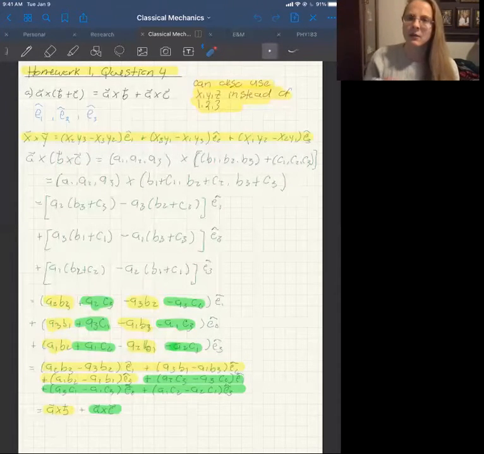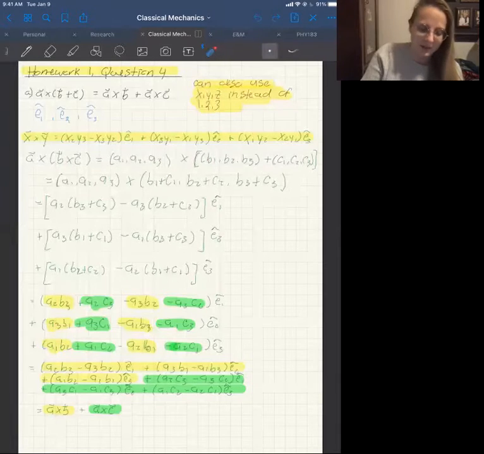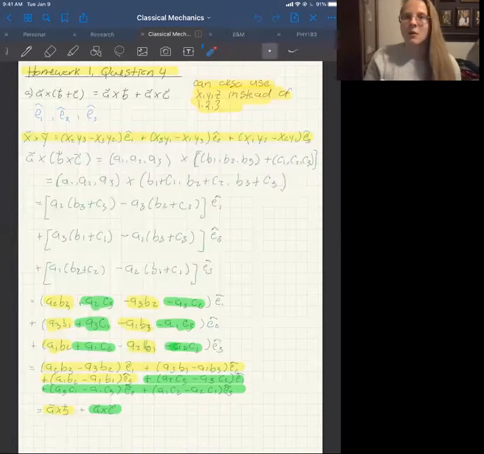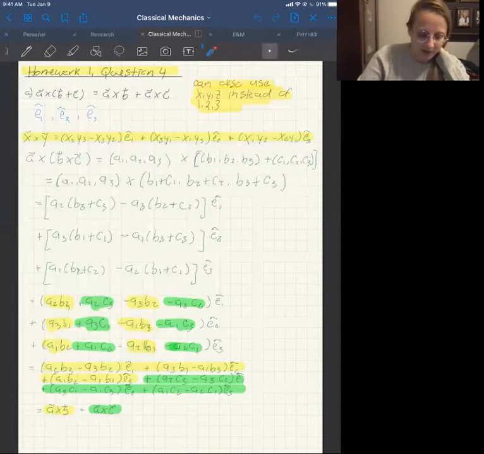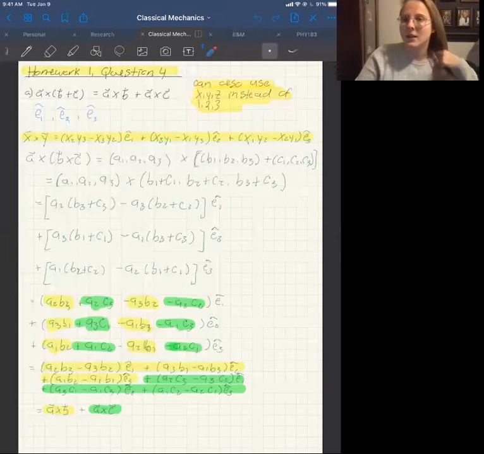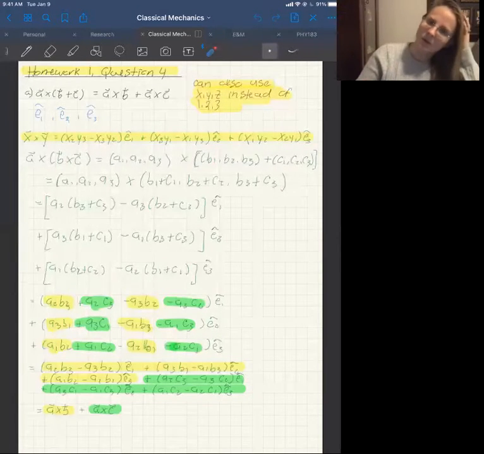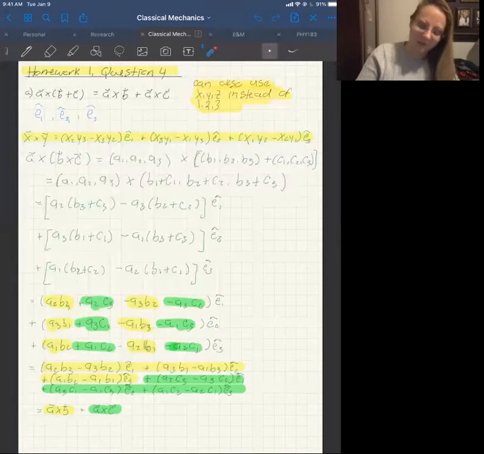I believe in the solution, Morten uses XYZ, and you may also see XYZ in other places. But just so you know, either XYZ or 1, 2, 3 are all valid ways to label vectors. So I start with just writing down the definition of a cross product, and you can find this in your textbook or online. You don't need to derive that one, you can just write it down.